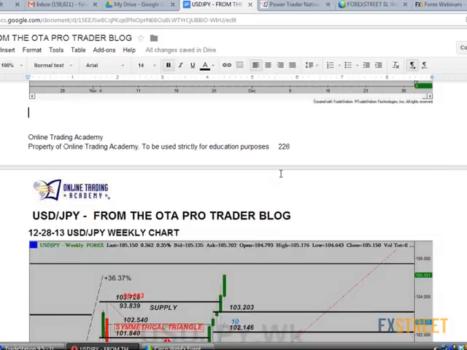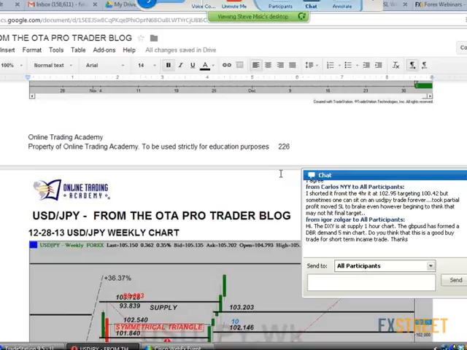All right. So I have a couple of questions here. Carlos in New York says that he shorted on the 4-hour chart at 102.95, targeting 100. But sometimes one can sit in a dollar-yen trade forever to partial profits, move stop loss to break even. However, beginning to think that it might not hit the final target.